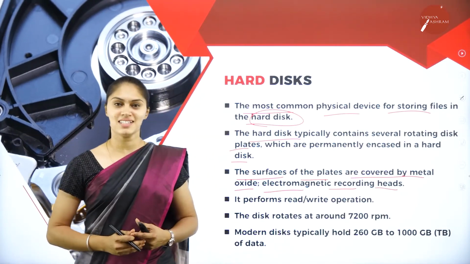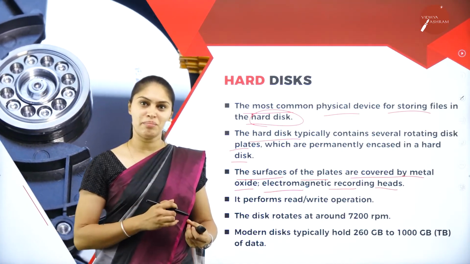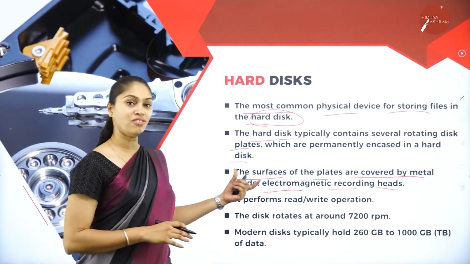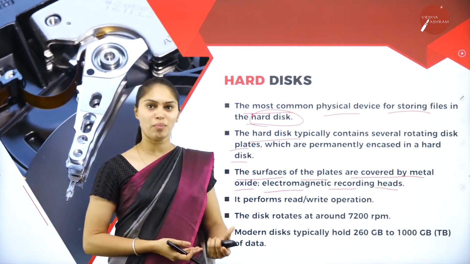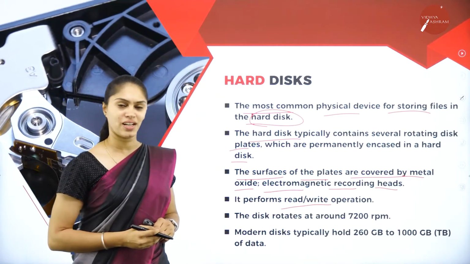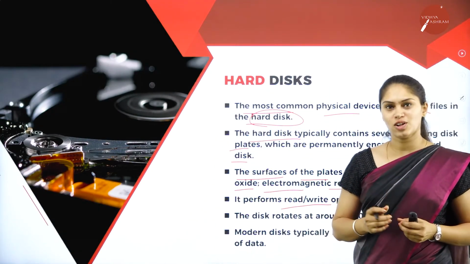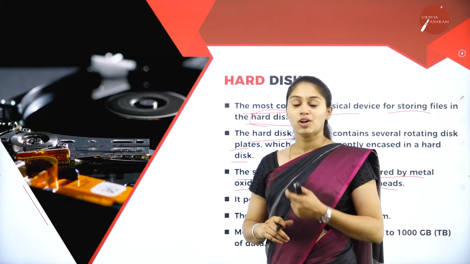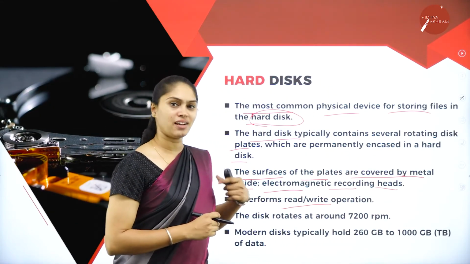So if we consider a hard disk, it has rotating disk plates and those plates are coated with metal oxide, and there are electromagnetic recording heads. Then what are the operations that I can perform? It will perform read and write operations. With the help of this hard disk, we can copy the content from this hard disk to any other devices, or also copy the content from other devices to the hard disk.